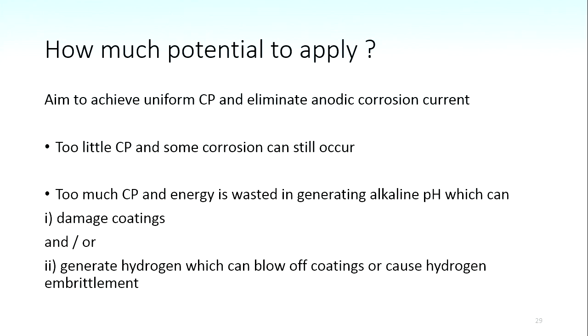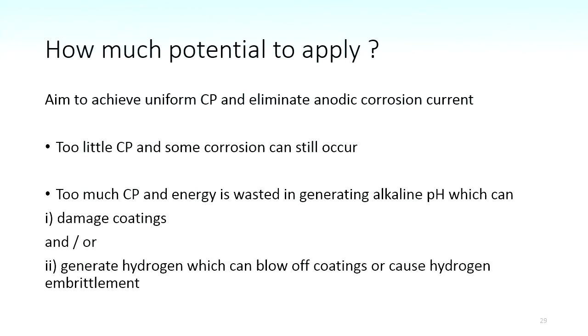So we want to try and get a uniform potential along the pipe. That's almost impossible, but that would be the ideal. And that way we would be assured that we had got the corrosion under control. We tend to get some fluctuation in potential, and we'll see that later on. But basically, if you don't apply enough CP, then you'll still get some corrosion.